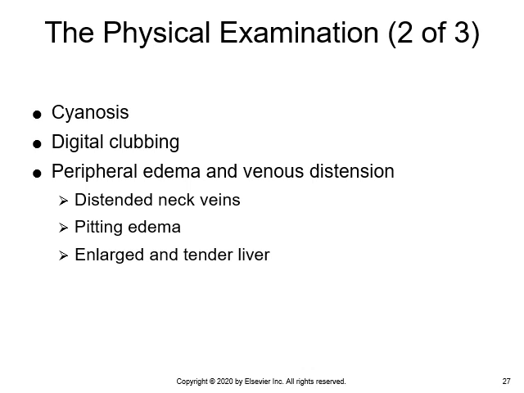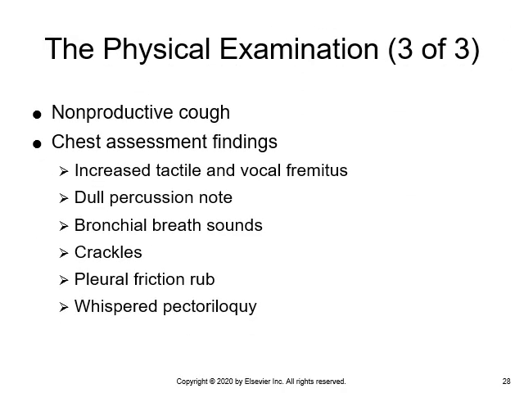Other physical findings that will be noted are the presence of cyanosis, digital clubbing, and peripheral edema and venous distension. Because polycythemia and cor pulmonale are also associated with chronic interstitial lung disease, the following may be seen: distended neck veins, pitting edema, and an enlarged and tender liver. Also noted on physical examination would be a non-productive cough.